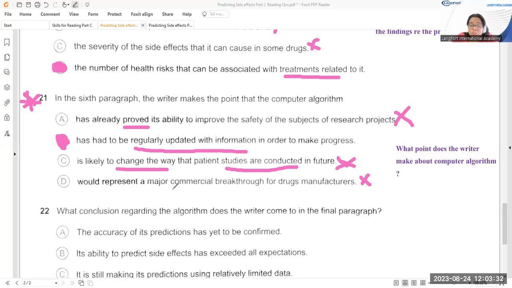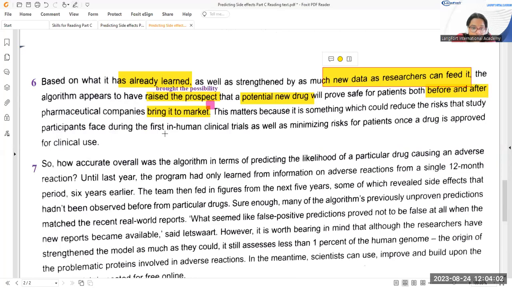So Ashwini, you feel like D is the answer, but nowhere did it talk about drug manufacturers. Commercial breakthrough means commercial success. When does something become a commercial success? When things start earning money. So did they ever say that the algorithm represents a huge commercial success, a huge chance to earn money for drug manufacturers? Ashwini, did they say that? No, they did not. Nowhere did they talk about the drug manufacturers earning money, becoming commercially successful.